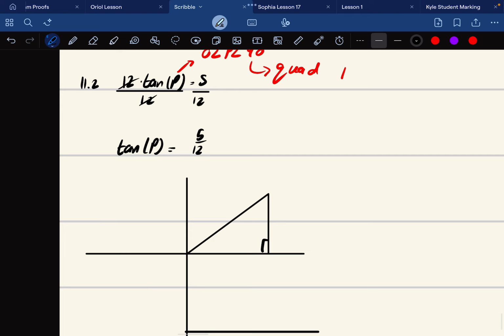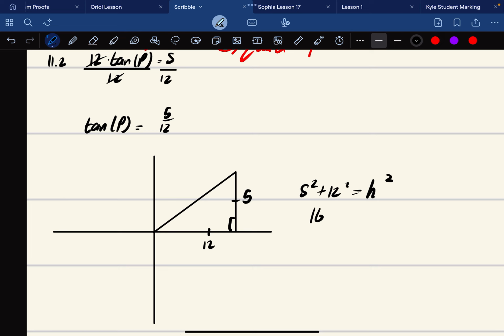So it's a right angle. Tan is opposite over adjacent. So that means opposite is 5, adjacent is 12. How do we find the length of the hypotenuse? We use Pythagoras. 5 squared plus 12 squared is equal to, I'm just going to say h for hypotenuse, h squared. So 169 is equal to h squared. Therefore, h is equal to 13 units. So we know the hypotenuse is 13. Excellent.